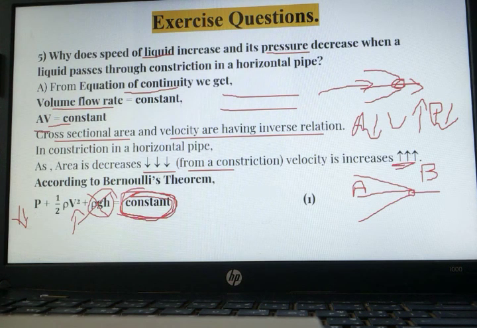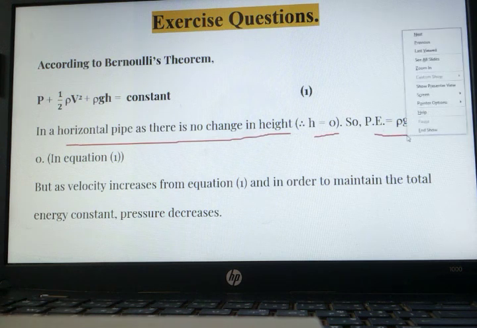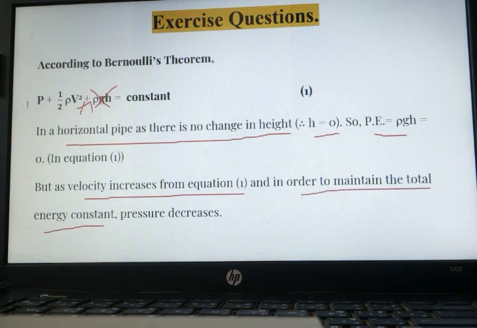If it is not decreasing, then what will happen? It will not be constant. It will start changing, which is unacceptable. So whenever the velocity increases, pressure will decrease in order to maintain its energy. That's what has been written. In a horizontal plane, there is no change in height, as h is equal to 0. So potential energy, rho g h, is equal to 0. This term will not be there. But as the velocity increases in equation 1, in order to maintain total energy constant, pressure should decrease.